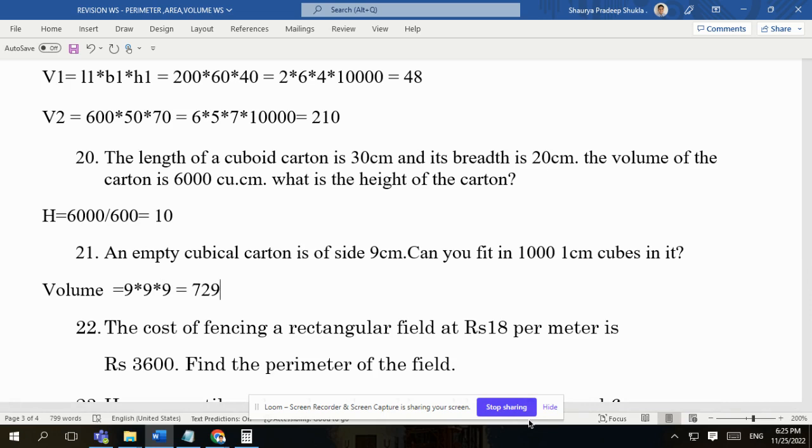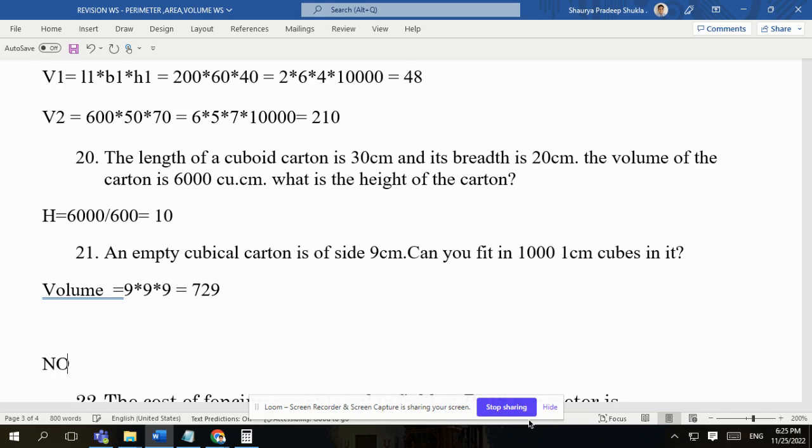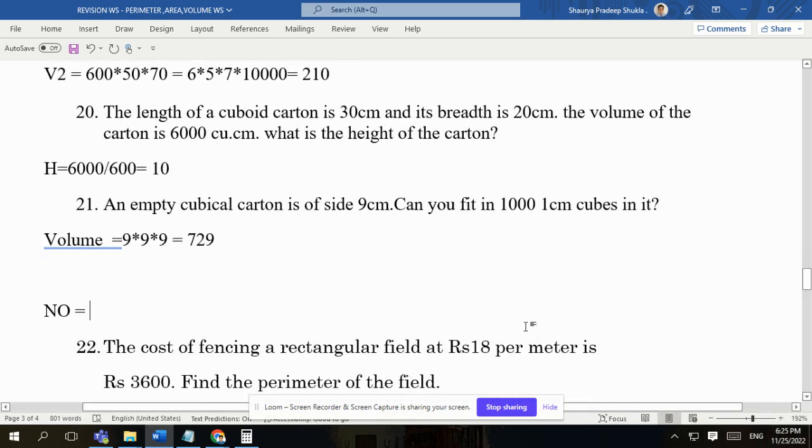Can you fit 1,000 of 1 centimeter cubes? The answer is no. I can play smart also and say it will not fit, because I know the cube of 10 is 1,000, that is 10 multiplied by 10 multiplied by 10. So 9 will not fit that requirement. Without solving the problem I can also say no. I hope you got the problem.